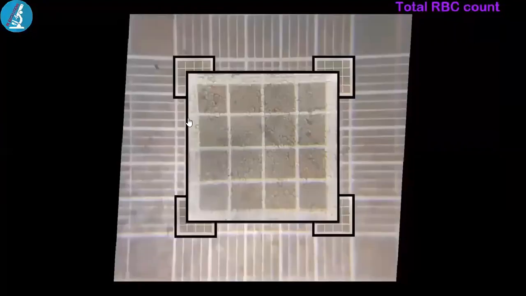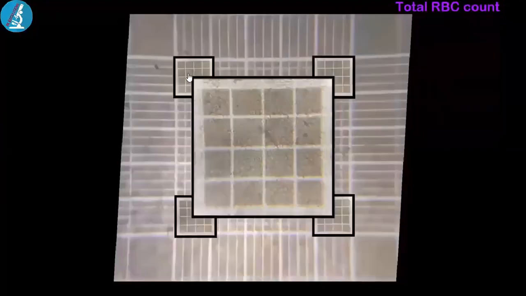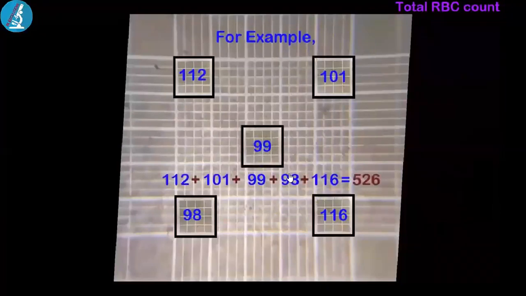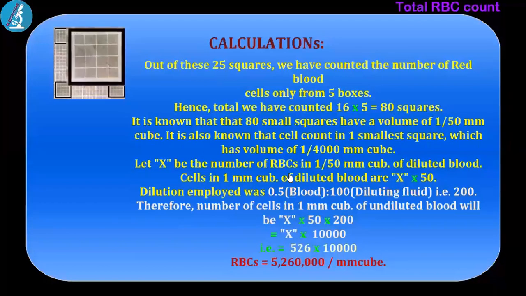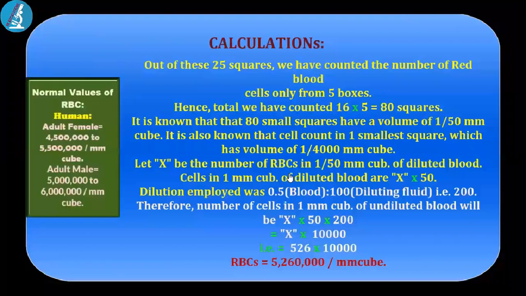Okay, so even here you can appreciate, you are able to count red blood cells. For instance, if here you count 112, 101, 99, 98, and 116, you add these cells that you've counted from the 5 squares. Then you come back to your calculations. After adding, you have the total number of red blood cells that you have counted in 5 squares. Then you factor in your dilution factor and also the area and the depth. Then you'll be able to calculate the total red blood cell count.